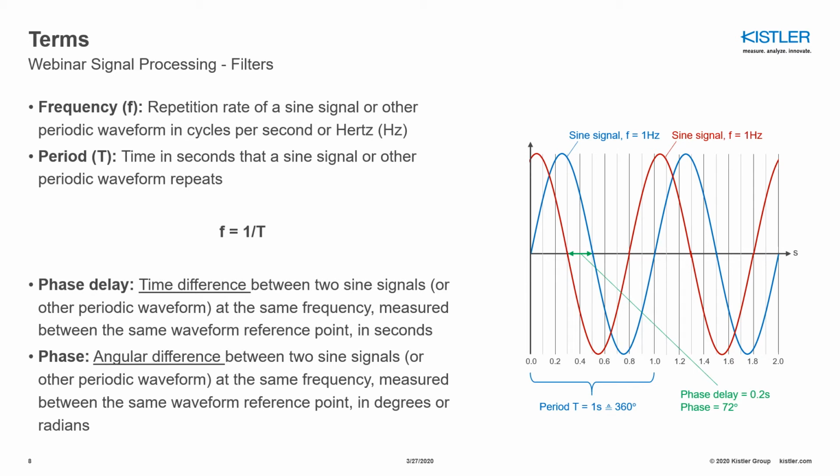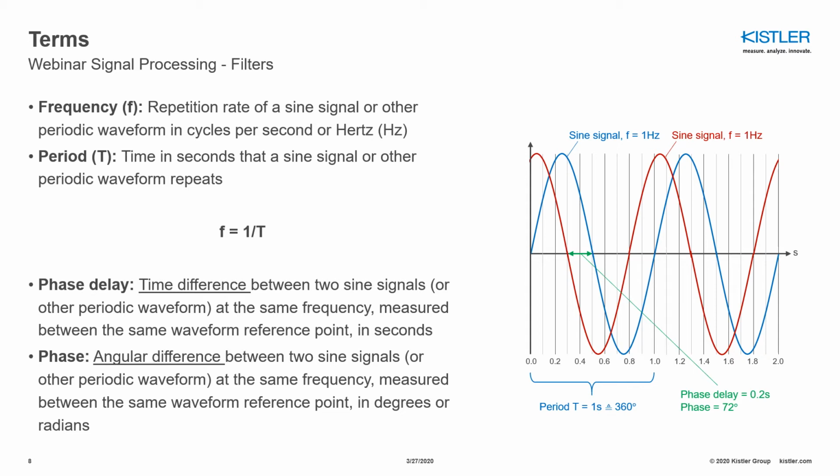When we are talking about the phase delay, we are talking about the time difference between two periodic waveforms at the same frequency. So again, if we have a look at the graph on the right side, we can clearly see marked in green the phase delay between the blue sine signal and the red sine signal, which is 0.2 seconds in this case.